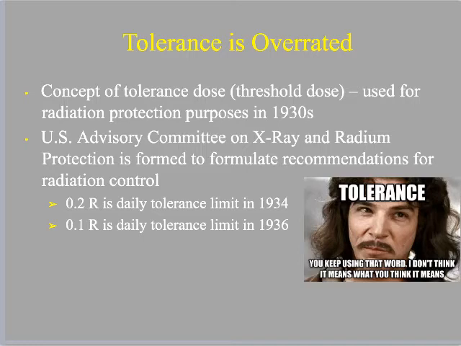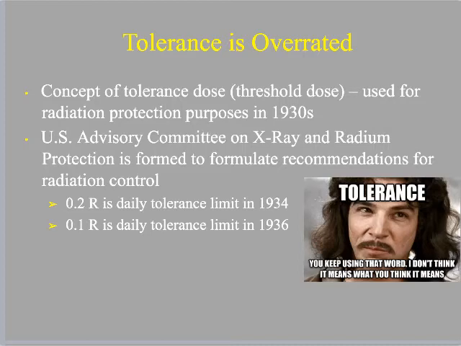But what persisted from the 1930s on to roughly the 1940s, 1950s, was this idea of tolerance, right? That there's a threshold dose or a tolerance dose, and as long as you don't exceed that tolerance dose, you're okay, right? So it doesn't matter from one day to the next what you're being exposed to, you just have a daily tolerance dose. And so the U.S. Advisory Committee on Radiation, X-Ray and Radium Protection created these tolerance doses. Initially it was 0.2 Rankine per day in 1934, and you can see 2 years later they halved that, right?